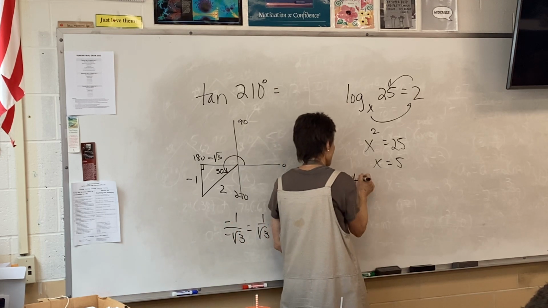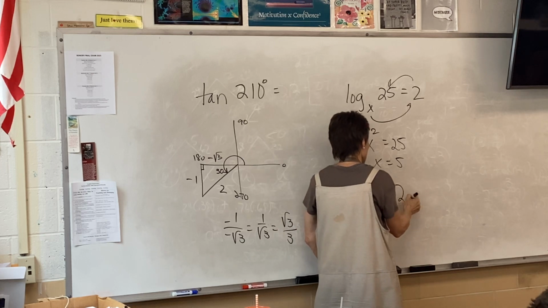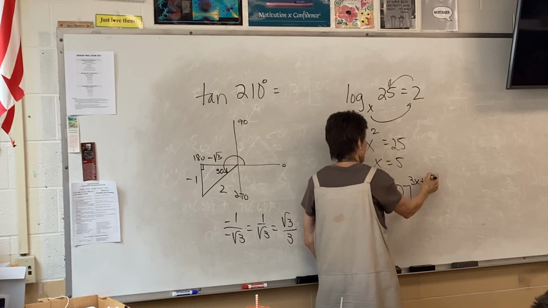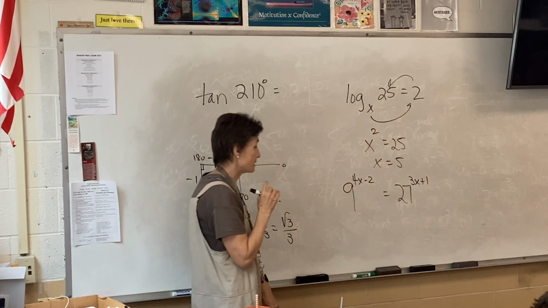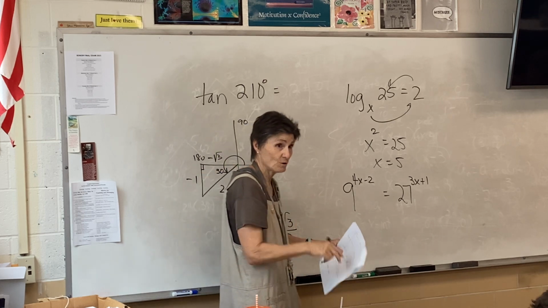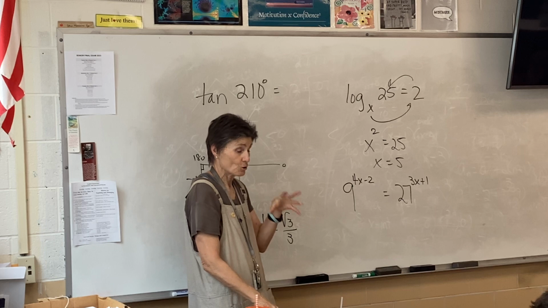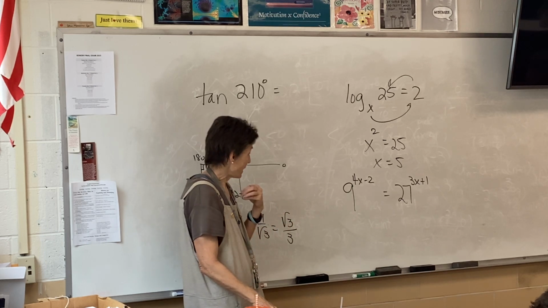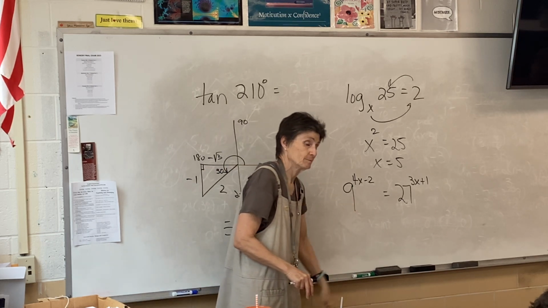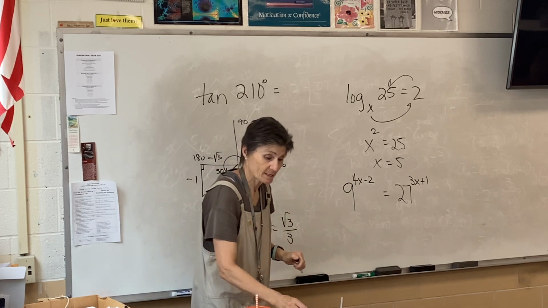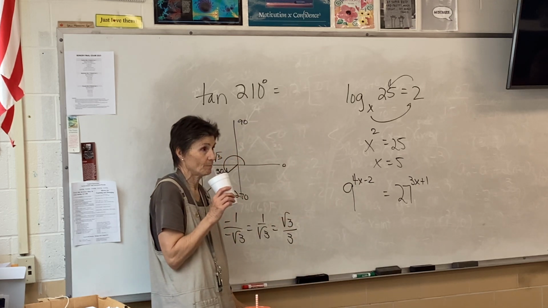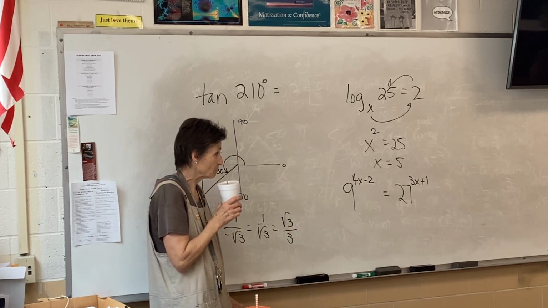9 to the 4x minus 2 equals 27 to the 3x plus 1. There are problems on the review that are just like these. I'm just making up new versions for you to practice. Okay? Now, no calculator. What's your strategy? This is not a calculator problem.